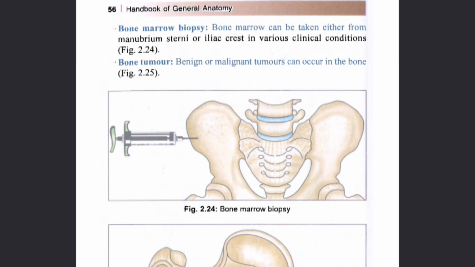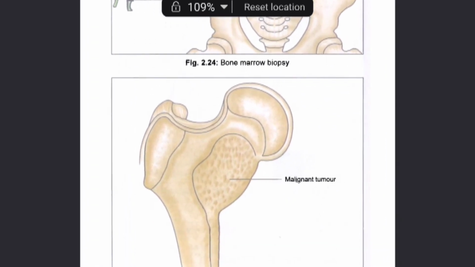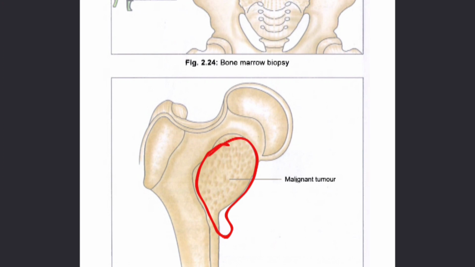And here is the bone marrow biopsy. Bone marrow can be taken either from manubrium sterni or iliac crest in various clinical conditions to study any problem. And then bone tumor is there. It can be benign or malignant, can occur in the bone. Benign is static and malignant is spreading, like tumor-like structure is cancerous.